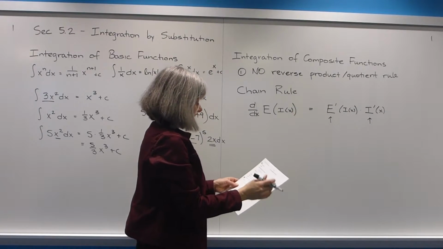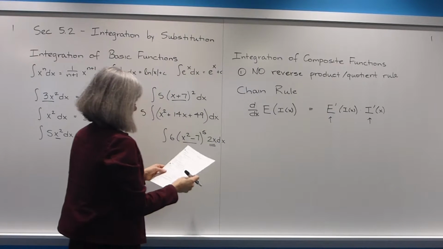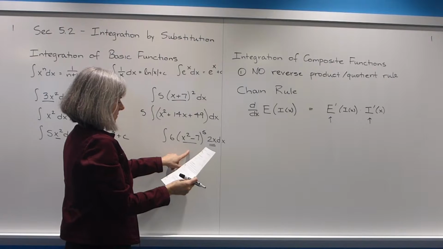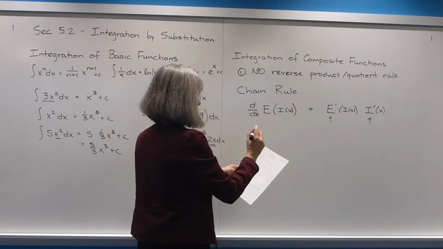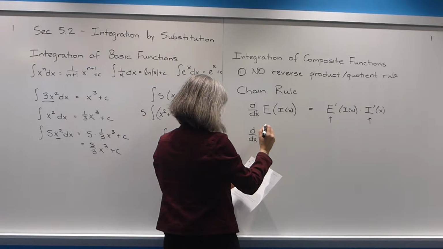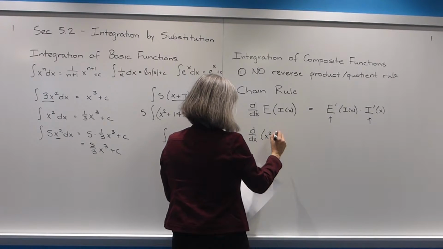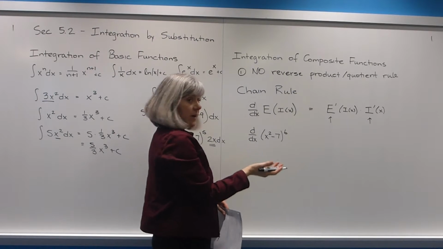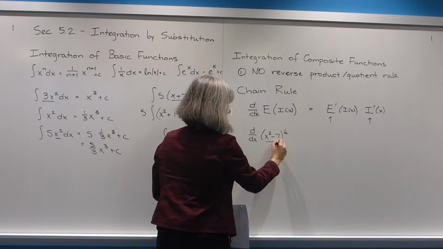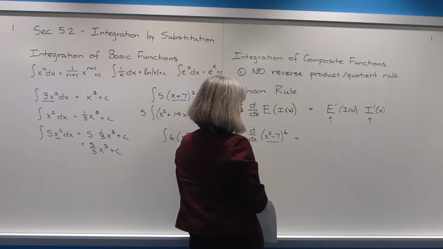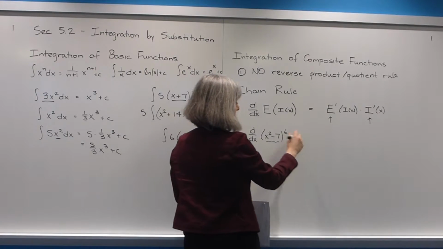Okay, so let's look at an example. Let's look at this one. If I wanted to find the derivative of x squared minus 7 to the 6th, I have a composite function. Here's my inside function, and there's my outside function. So first I'll handle taking the derivative of the outside. That's 6.